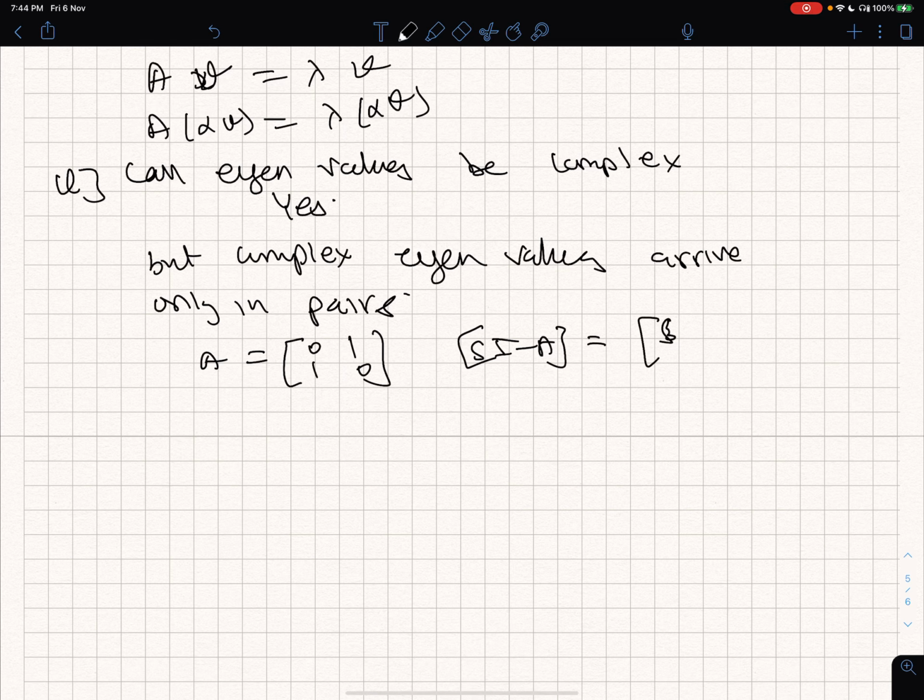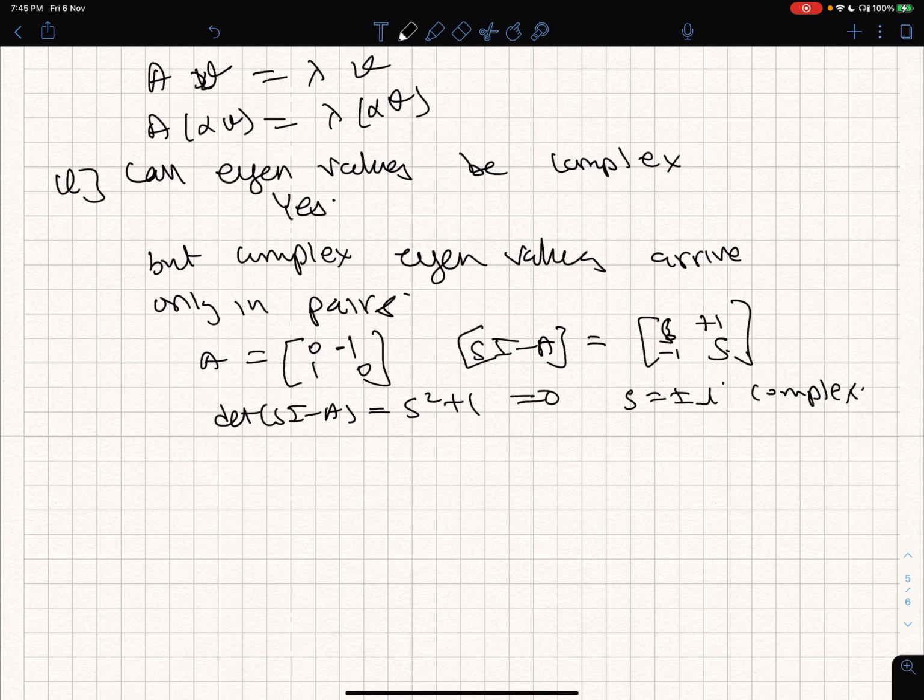S, let's take minus 1. And so sI minus A will make this plus 1 and this minus 1. So now what is the determinant of sI minus A? It's s squared plus 1, and when you set this characteristic polynomial to 0, what do you get? You get s equal to plus or minus i, which is basically complex, is it not?